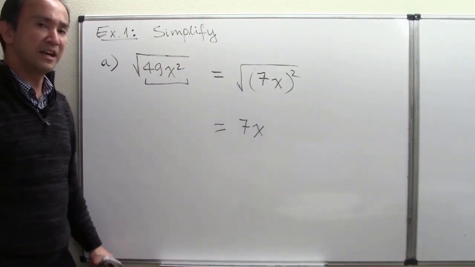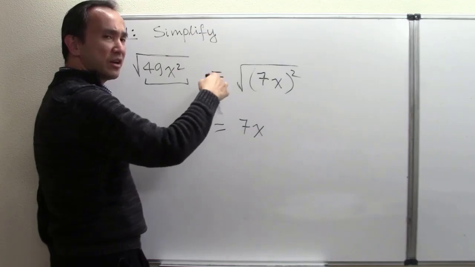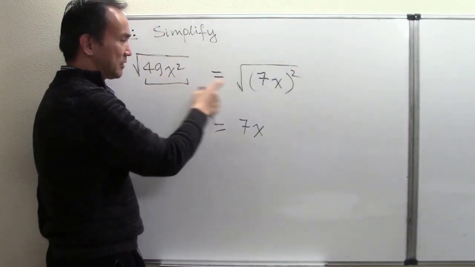Now allow me to go back to this problem and include an additional instruction. Let's say we want to simplify, but there are variables here.